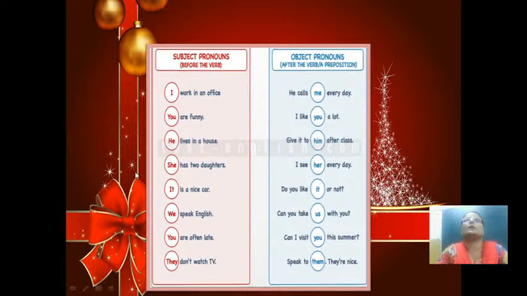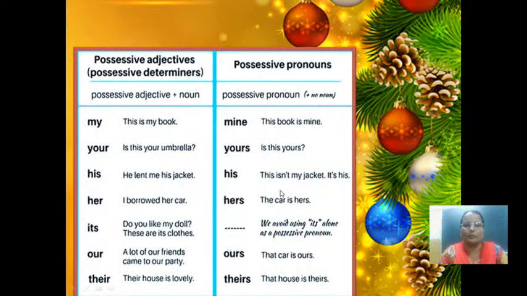After subject pronoun and object pronoun, today we have discussed possessive adjective and possessive pronoun. The adjective which shows the possession of something is called a possessive adjective. The possessive pronoun shows the possession of an article or an object. We learned that a possessive adjective is followed by a noun, whereas a possessive pronoun is not followed by a noun.